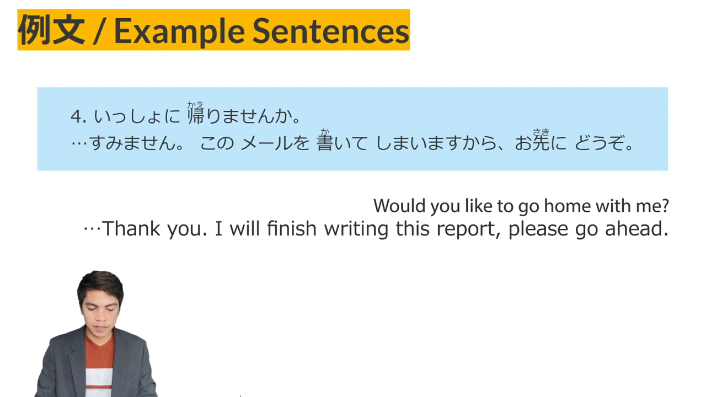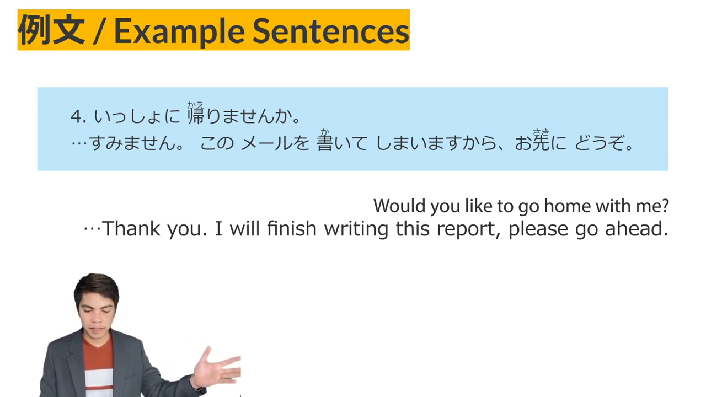Number 4. Issho ni kaerimasen ka? Sumimasen. Kono meiro wo kaete shimaimasu kara, osaki ni dozo. The first sentence, issho ni kaerimasen ka? Asking or inviting someone with verb masenka. Shall we go home together? So he said, sumimasen, sorry, kono meiro wo kaete shimaimasu kara, I will finish writing this mail. Osaki ni dozo, go ahead. Kaete shimaimasu, the verb te shimaimasu, from the verb kakimasu, to write. Kaete shimaimasu, I will finish writing this mail, so please go ahead.